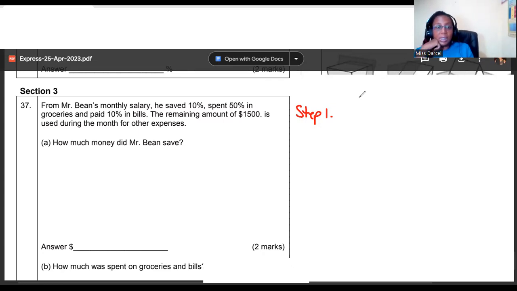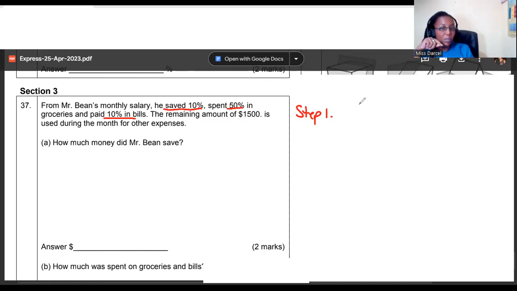So let's look at the keyword clues. We're like an investigator. This is the information we know, and that's going to help us figure out what we don't know. So he saved 10%, spent 50, paid 10. Percent, that is a clue. Percent means out of 100. So if we're working with percent, that's a clue there.